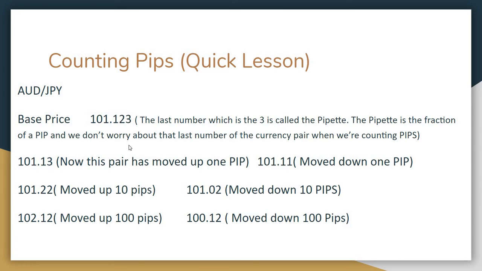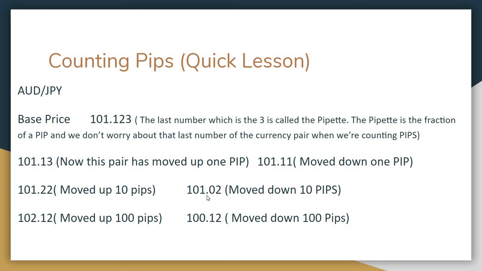Again, our tens place. All we have to do to count up by 10 pips is add 10 to this number. So now the price is at 101.22 because 12 plus 10 is 22. That means this trade has moved up 10 pips. And to move down 10 pips, all we have to do is subtract 10 from this number, the 12. 12 minus 10 is 2. So if the price is at 101.22 and we took the trade at 101.12, then this trade has moved up 10 pips. If we took this trade at 101.12 and the price is at 101.02, then this trade has moved down 10 pips.